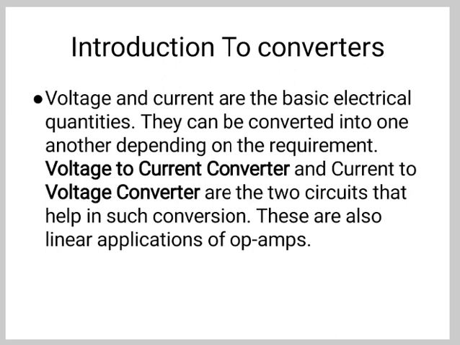Now there is also another type of converter, that is voltage converter and current converter. The voltage and current are basic electrical quantities, and they can be converted into one another depending on the requirement. So voltage to current converter and current to voltage converter are two circuits that help in such conversion. These are also linear applications of op-amp.